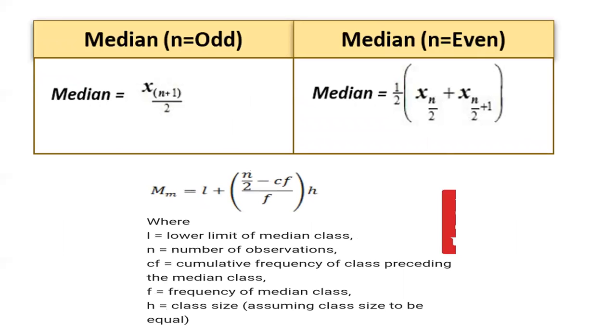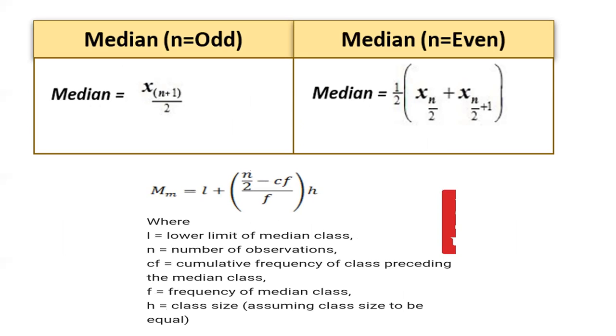Now let's see the formula of the median. In case the number of observations is odd, you will use (n plus 1) divided by 2. This is done in the case of the median only.